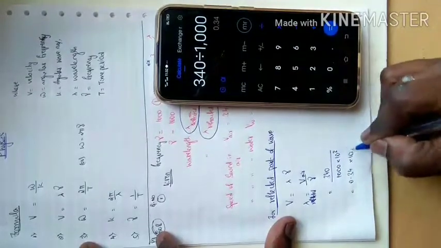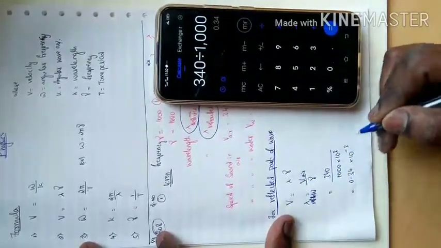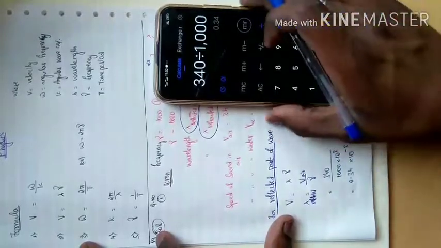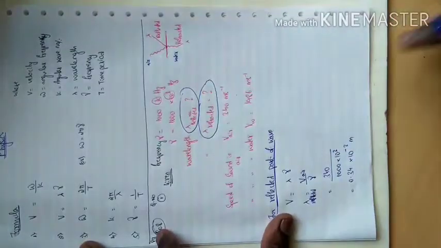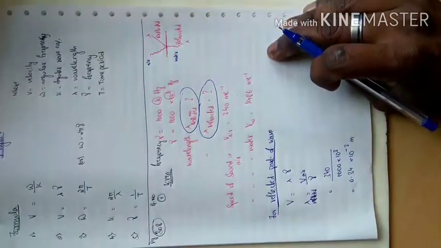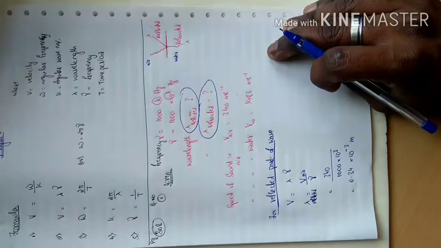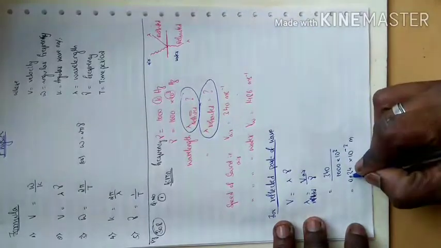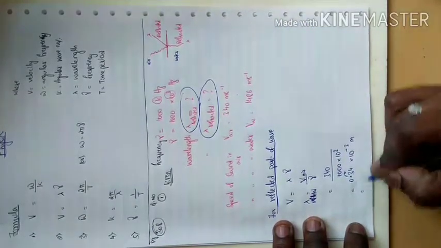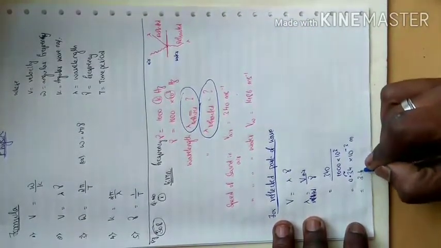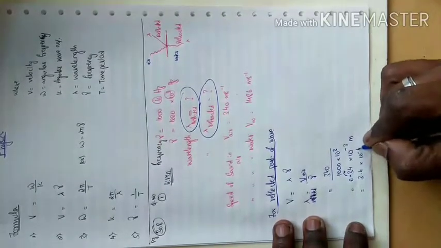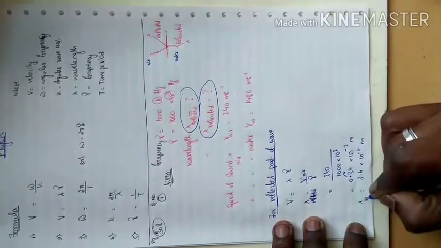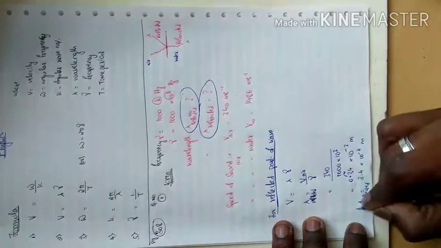0.34 into 10 to the power of plus 3 goes to the numerator, becomes minus 3 meter. So many meters it is in the air. How much is it? 0.34 into 10 to the power of minus 3 meter. I am shifting the point. If I shift this point towards the right hand side, then the power will increase by 1, and it is minus. This is the wavelength of the reflected wave.